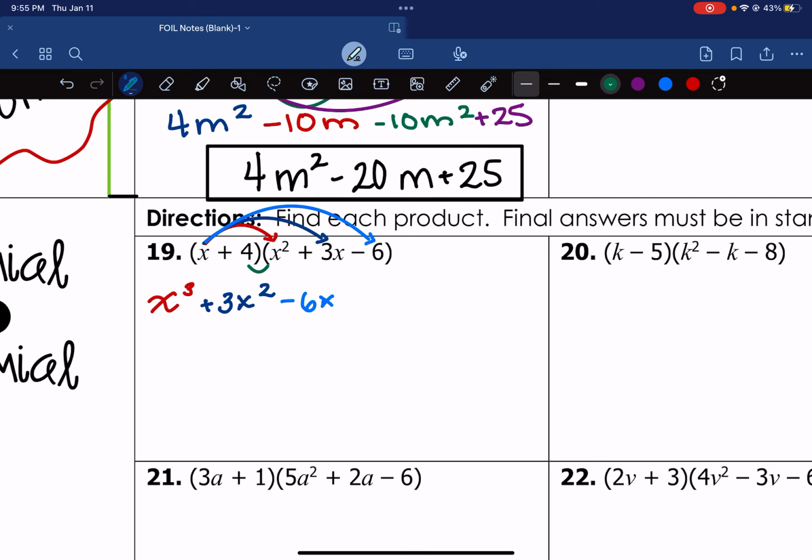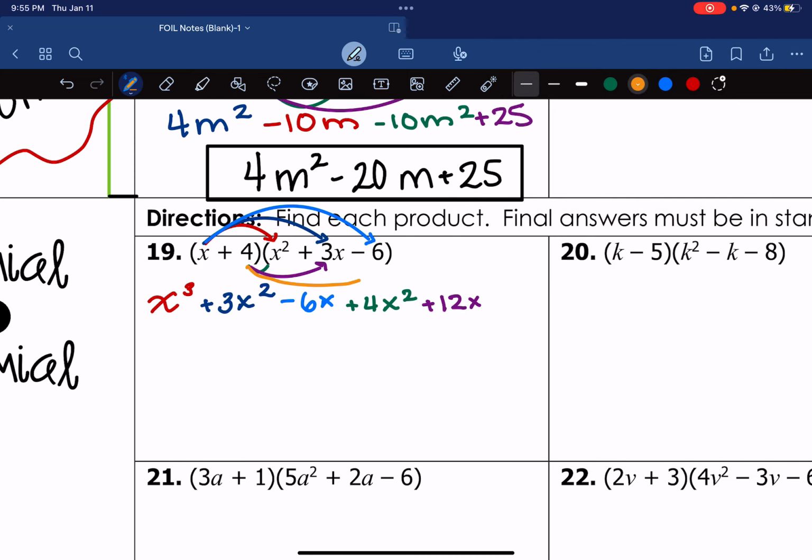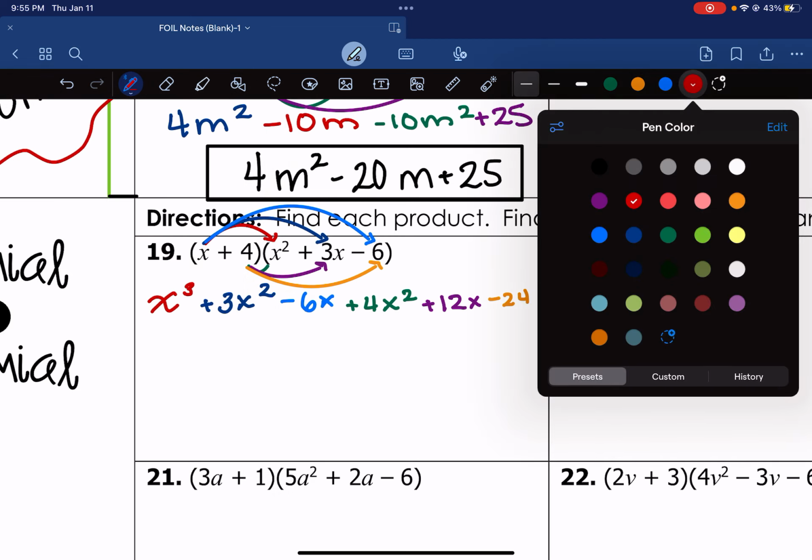Now we're going to do plus 4x squared plus 12x, and then our last one, I'm going to go back to that orangey yellow color, 4 times negative 6, minus 24. I'm going to go over this part more in depth on Tuesday when I'm back, all right? But for now, we just have to combine like terms and call ourselves done.